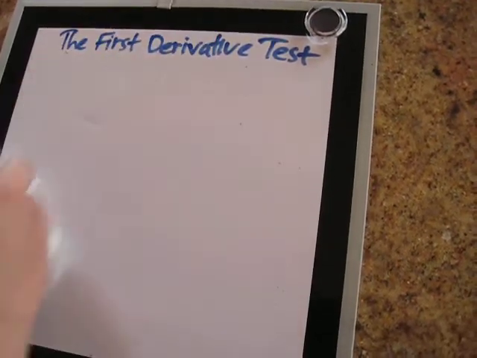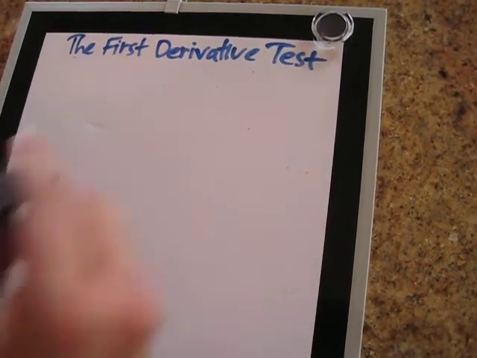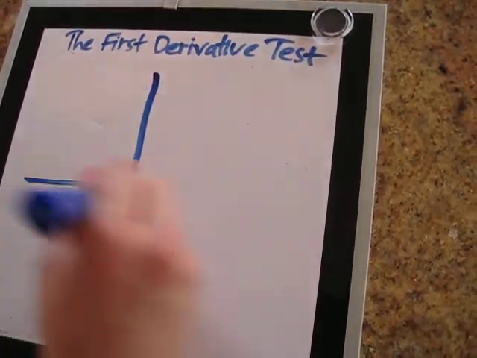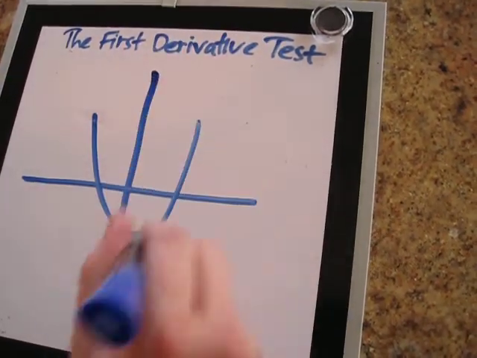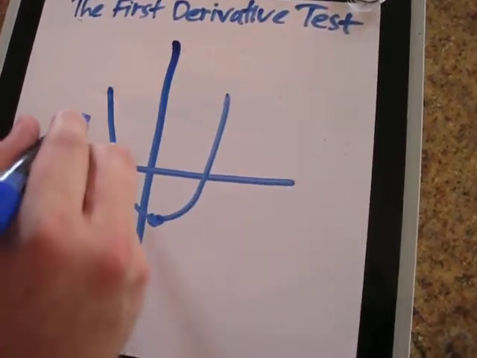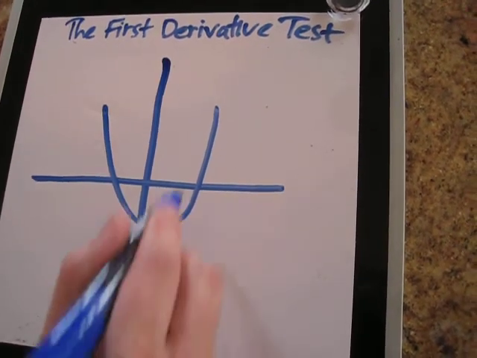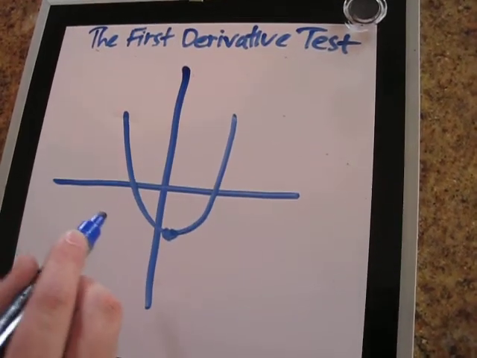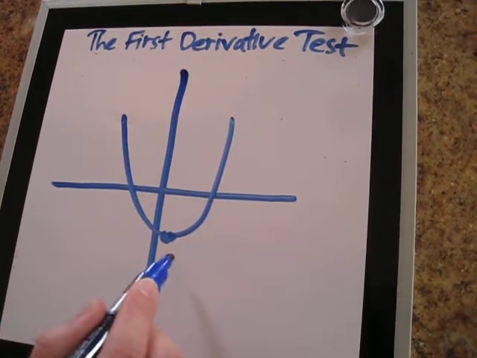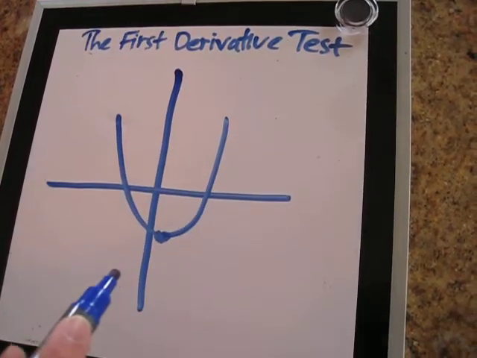On the other hand, this graph is the graph of a function with a local minimum right here. As you can see, the function is decreasing when it gets to that point, and then it starts to increase. F prime of x, the derivative, switches from negative to positive there. So that is a local minimum.